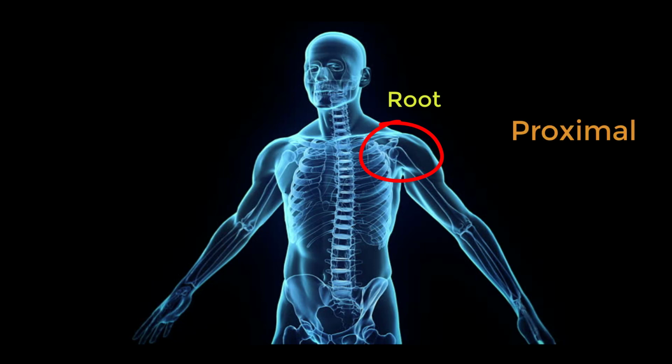Anything near to the root of the limb is called proximal. Structures away from the root are called distal in position. For example, shoulder joint is proximal to elbow joint. Wrist joint is distal to elbow joint.